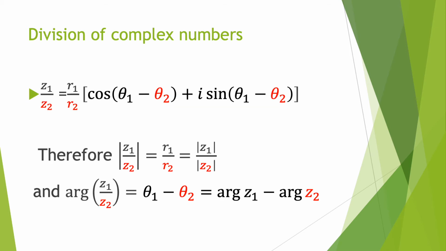Conclusion of division of two complex numbers. z1 divided by z2 gives modulus r1 over r2 multiplied by cis (theta 1 minus theta 2). Therefore, after the division, the modulus is modulus r1 divided by modulus r2, and the argument of z1 over z2 is equal to theta 1 minus theta 2, or argument z1 minus argument z2.